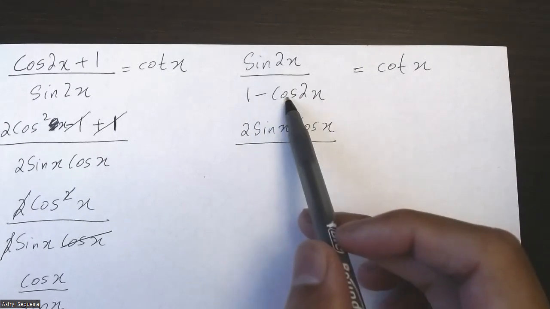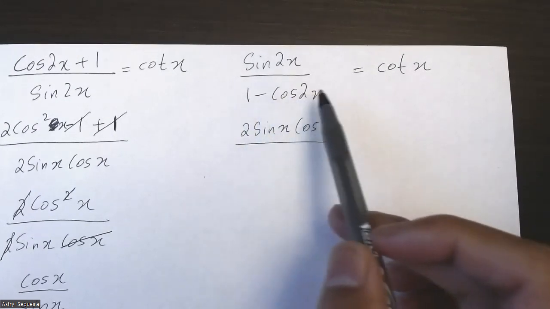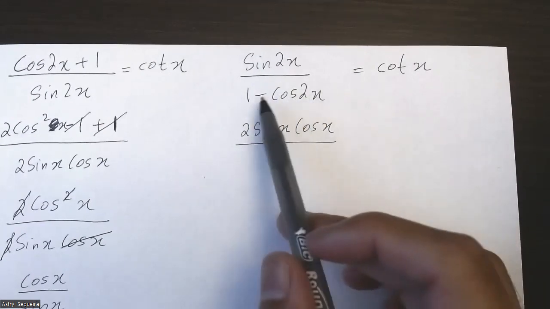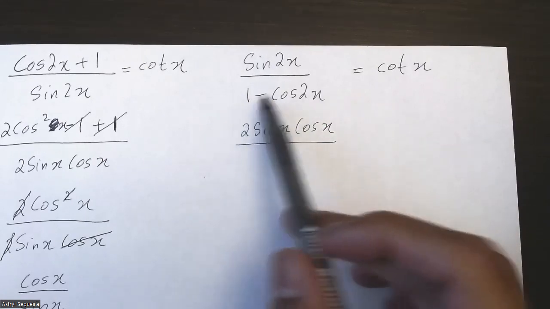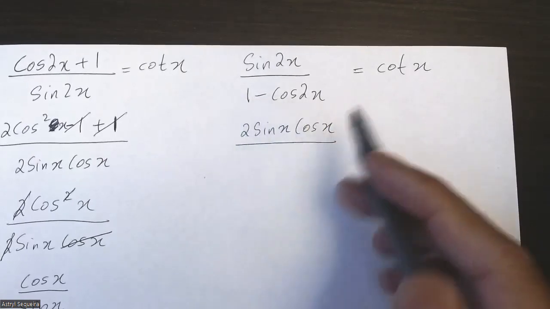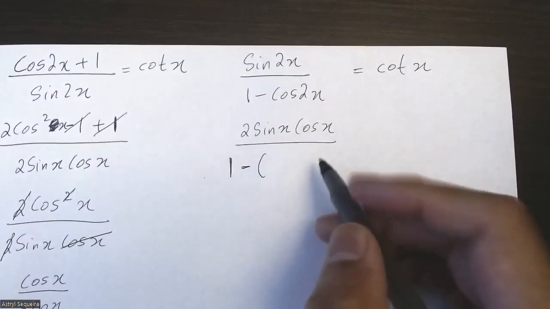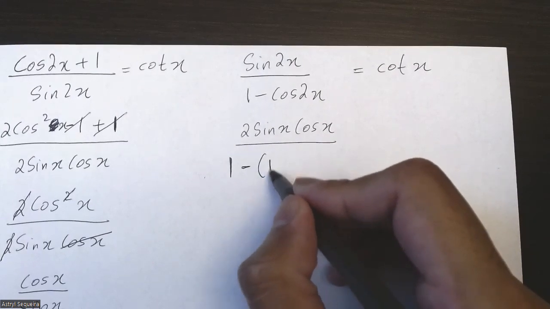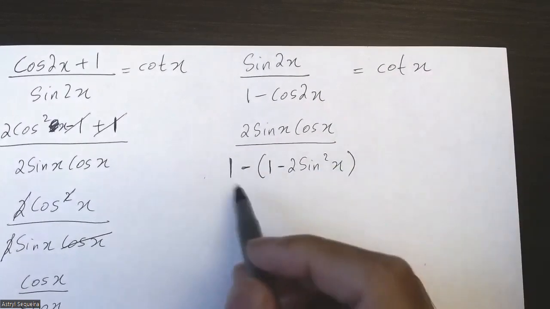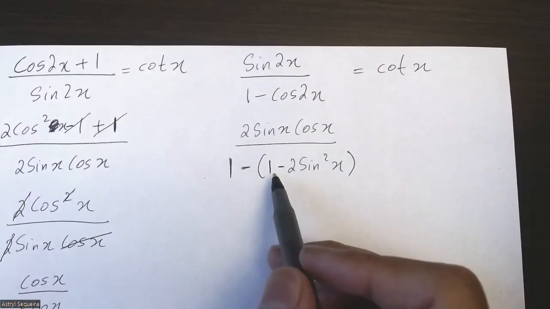So if I convert this into 2 cos squared x minus 1, and I distribute this negative into the bracket, it will turn into a double negative, which will make it positive, and I'll have 1 plus 1, which is 2, which I do not want. Remember, I want to cancel this 1. So in this case, I'm going to switch this to 1 minus 2 sine squared x. And when I distribute this negative into this bracket, the two 1s will cancel out.